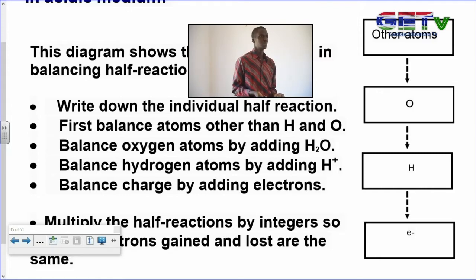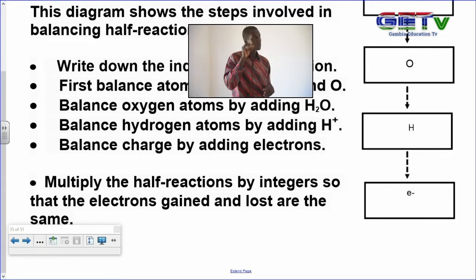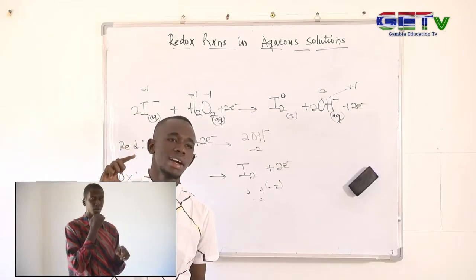Now you balance the oxygen atoms by adding water molecules, and also you balance the hydrogen atoms by adding hydrogen ions. After that, balance charges by adding what? Electrons. Now, you can also multiply the half reactions by integers so that the electron gain and loss are the same. Because always, at the end of these reactions, electrons are cancelled out.